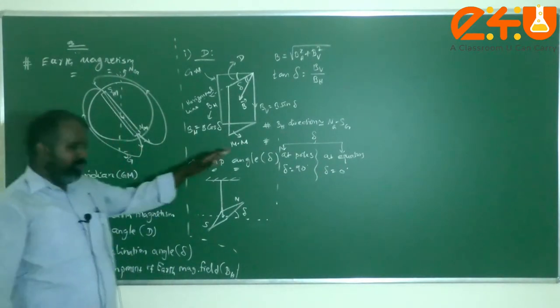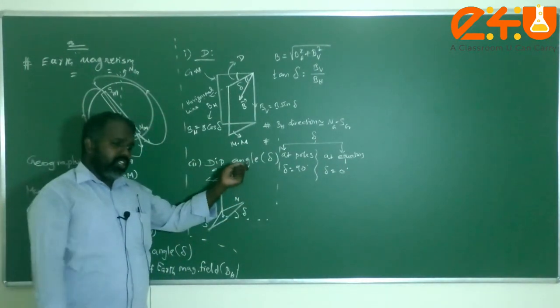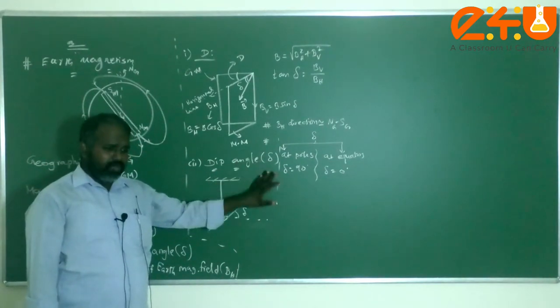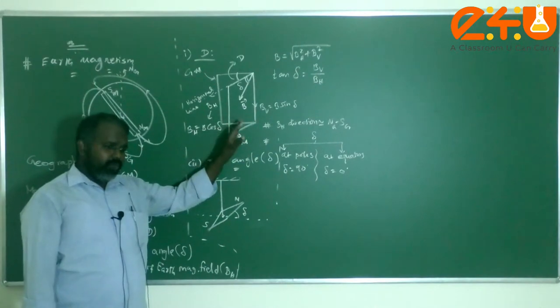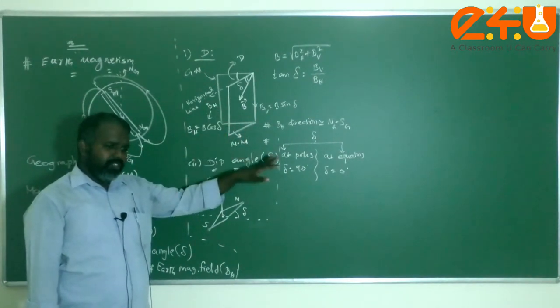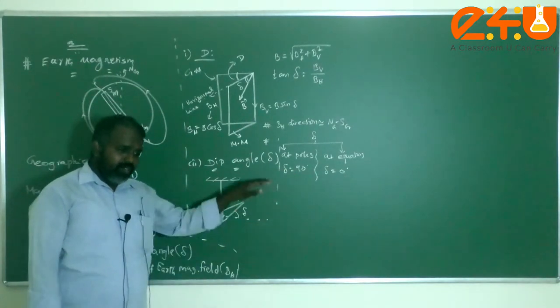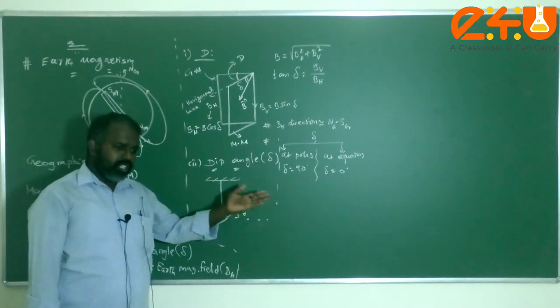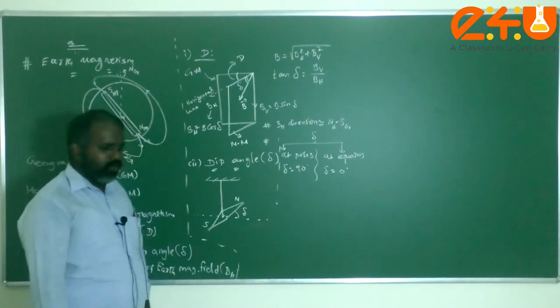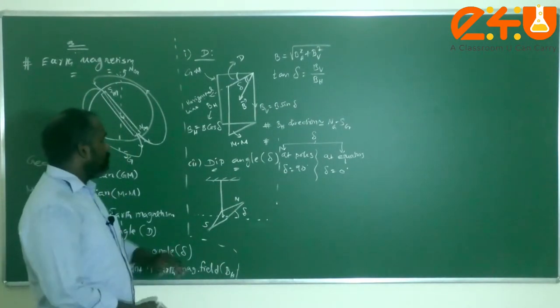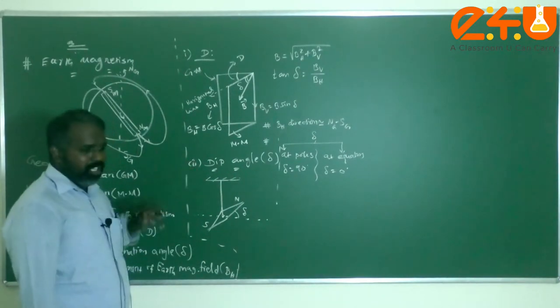Zero. So these are very important relations, because in the EMI lesson, the electromagnetic induction lesson, these concepts are very important: in what direction BH and BV will be there, and what the delta value is at different positions. This information is not only used here, it may be used in the next chapter also. Please make a careful note of this. So this is the information about the earth's magnetic field.